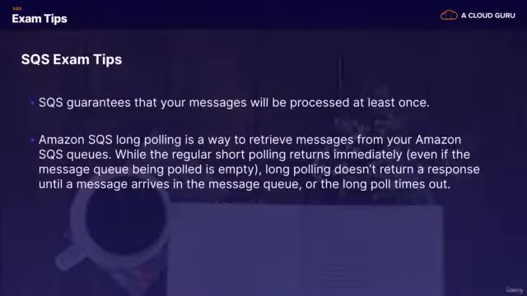Amazon SQS long polling is a way to retrieve messages from your SQS queues, while the regular short polling returns immediately, even if the message queue being polled is empty. Long polling doesn't return a response until messages arrive in the message queue or the long poll times out. So this could be, again, a very popular exam question.